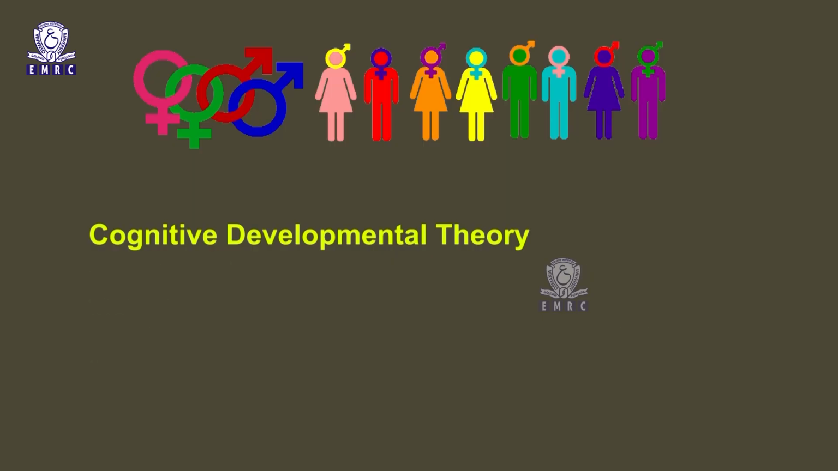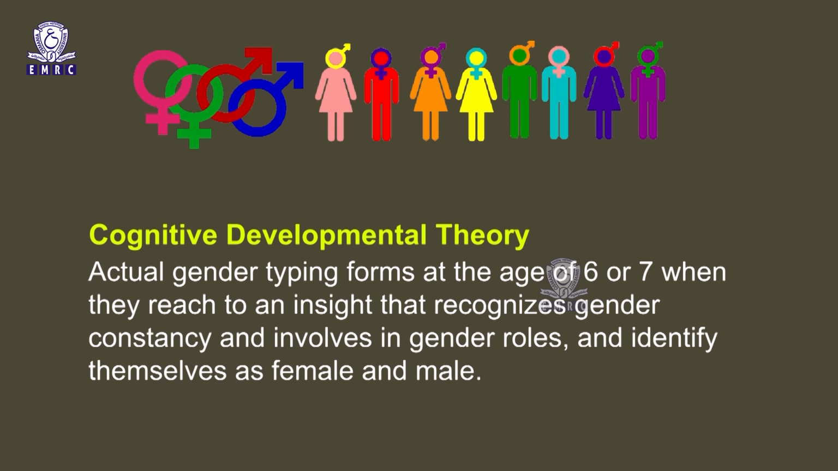the gender of others. This theory argues that actual gender typing forms at the age of 6 or 7 years, when they reach an insight that recognizes gender constancy, get involved in gender roles, and identify themselves as female and male. In its simplest terms, gender constancy refers to the theory that children develop a sense of gender over time and eventually come to understand that their biological sex is fixed and permanent.